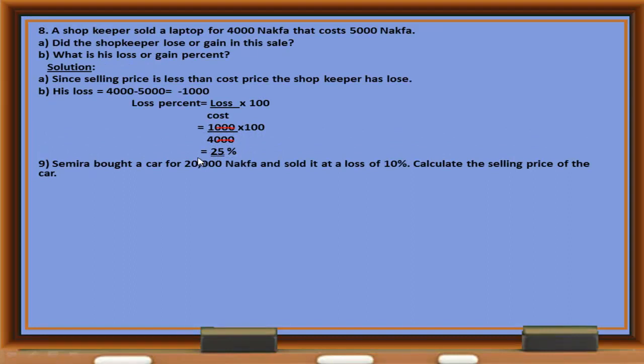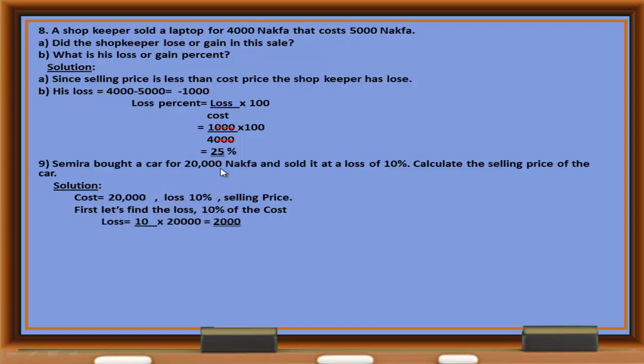Number 9. Samira bought a car for 20,000 nafa and sold it at a loss of 10%. Calculate the selling price of the car. Solution. Cost is equal to 20,000. Loss is 10%. Find selling price. First, let's find the loss. That is 10% of the cost.